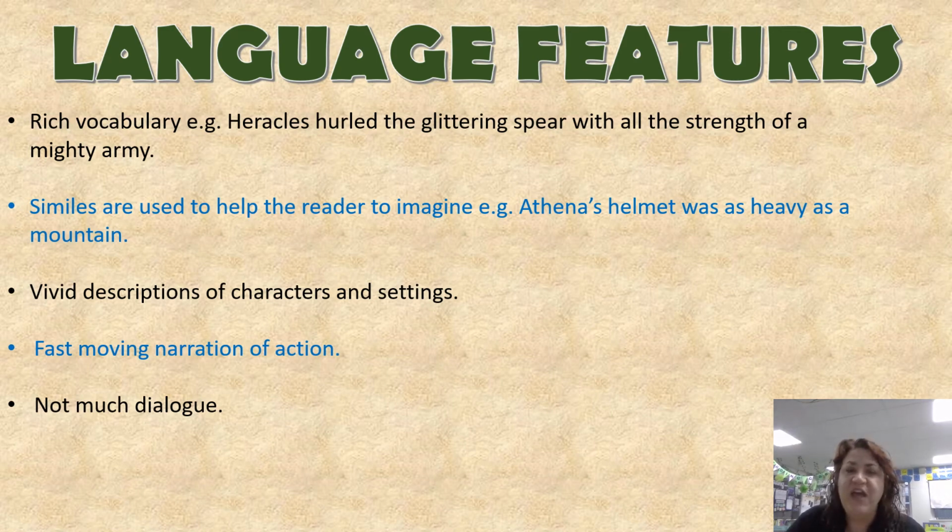Similes are often used to help the reader to imagine. For example, Athena's helmet felt as heavy as a mountain. Vivid descriptions of the characters and settings. Fast moving narration of what happens.